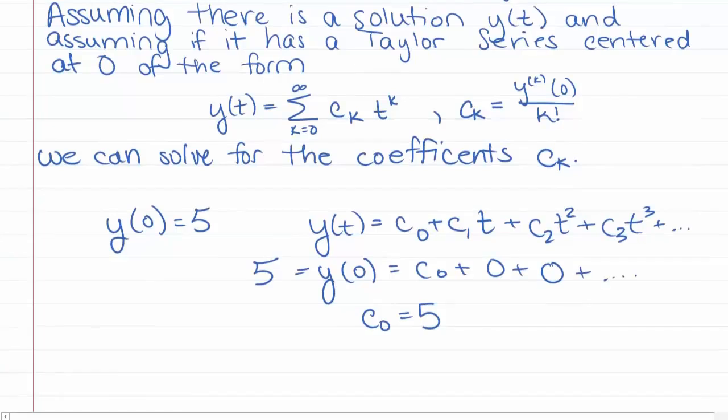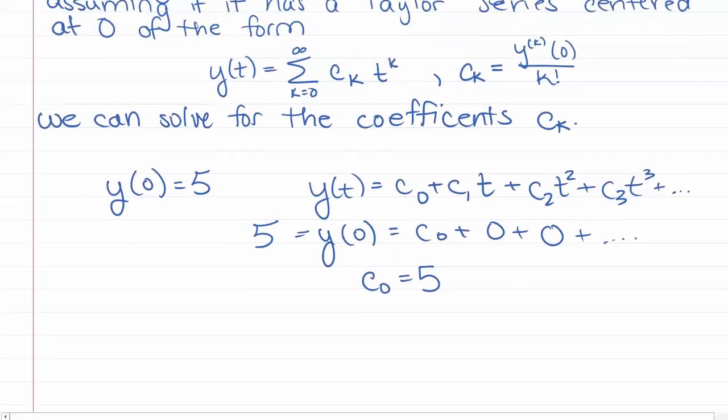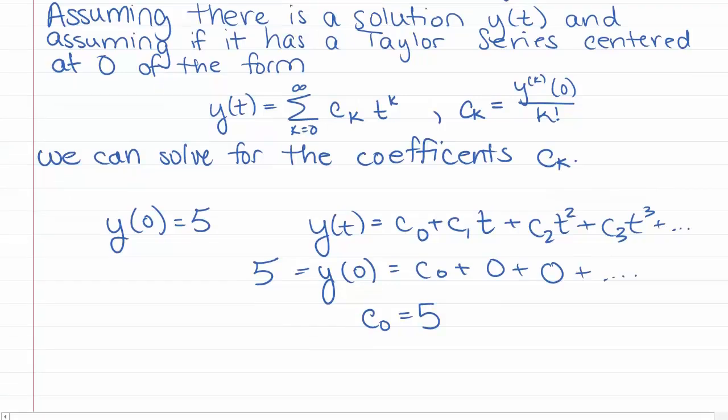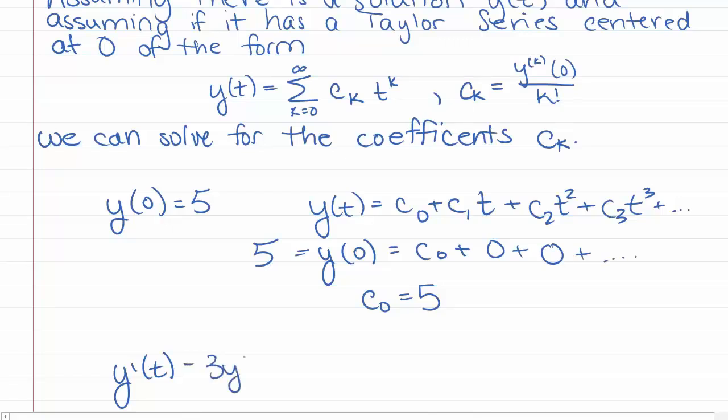Okay, well that's great, but that seemed like a trick. Can I say anything about any of the other coefficients? Well, remember what we do know. We know something about the derivative. We know that y prime of t minus 3y of t is equal to negative 2. So how can we use that?